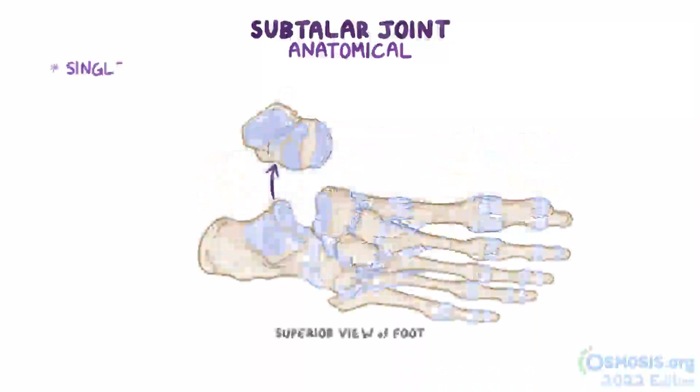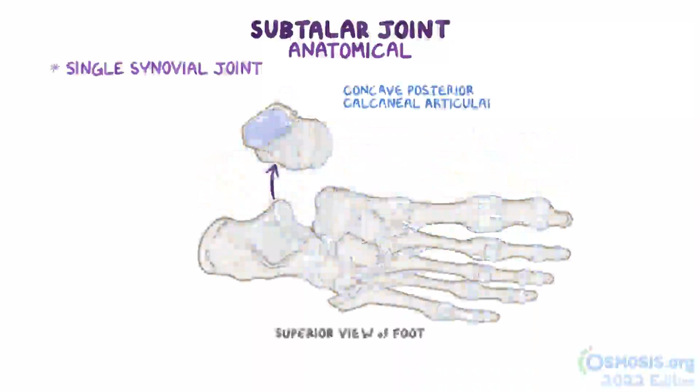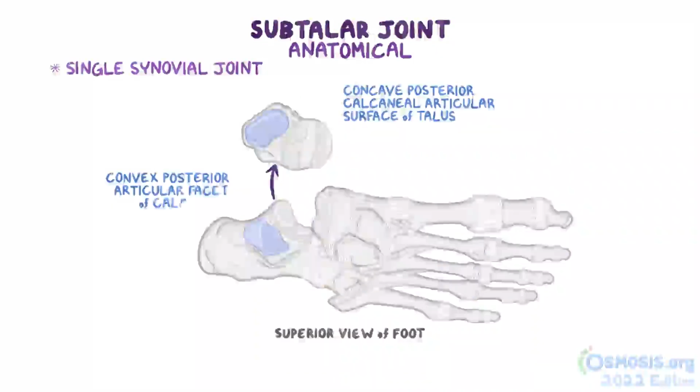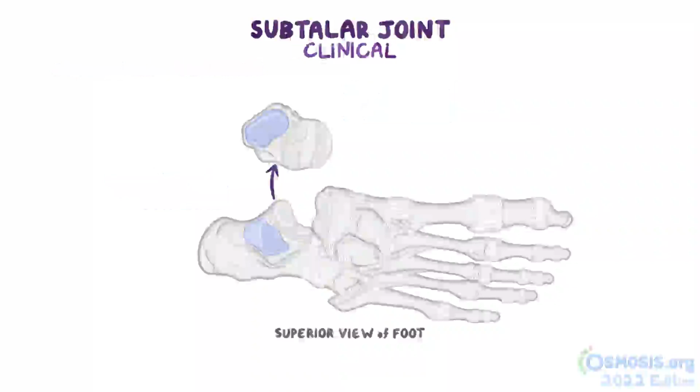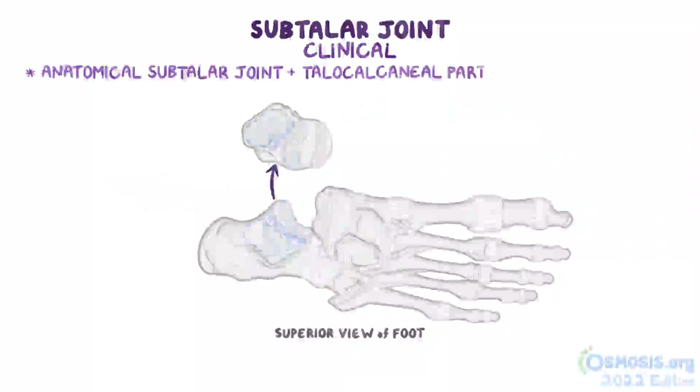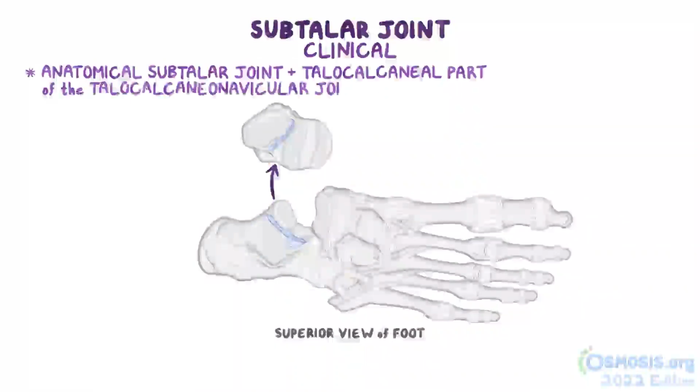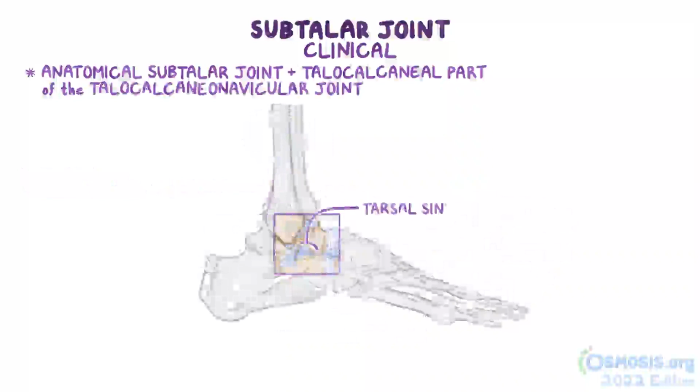This joint is a single synovial joint between the slightly concave posterior calcaneal articular surface of the talus and the convex posterior articular facet of the calcaneus. The clinical subtalar joint includes the anatomical subtalar joint, plus the talocalcaneal part of the talocalcaneo-navicular joint, which are separated by the strong interosseous talocalcaneal ligaments that lie in the tarsal sinus.